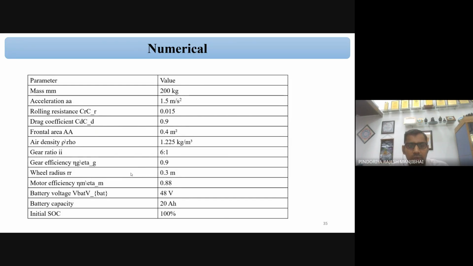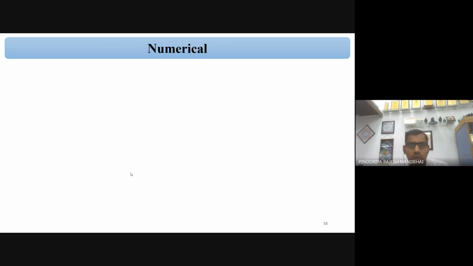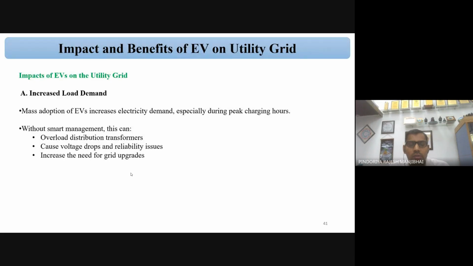So these parameters are also given, correct? Yeah. So the last topic will take around 5 minutes, then I will close the class. So it is the impact and benefits of the EV on the utility grid. So what is the impact? Correct.